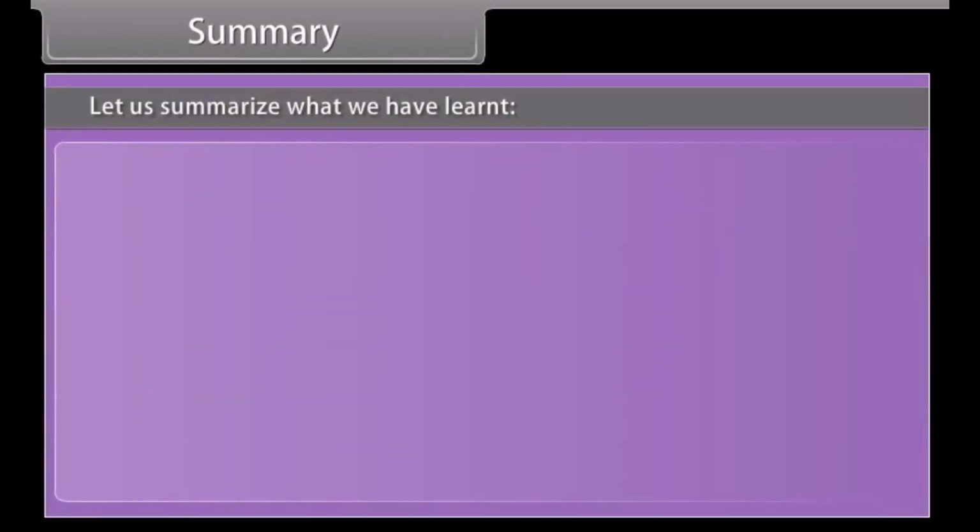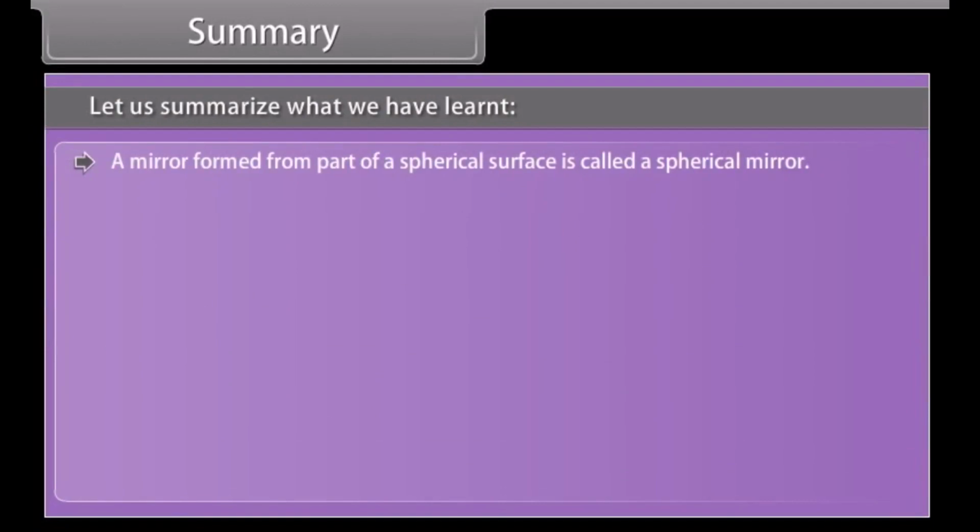Summary. Let us summarize what we have learnt. A mirror formed from part of a spherical surface is called a spherical mirror. The mirror equation: 1/v + 1/u = 1/f.